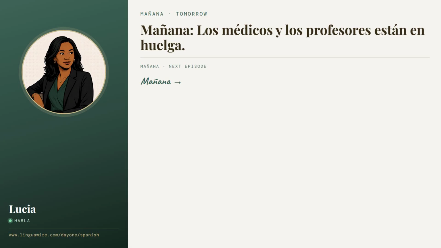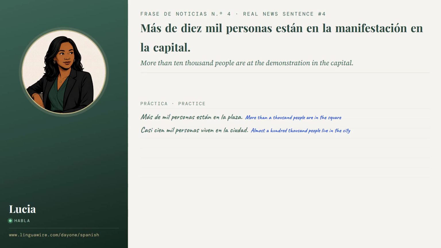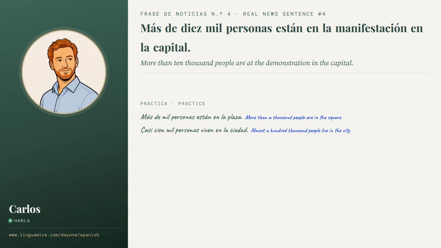Mañana: Los médicos y los profesores están en huelga. The doctors and the teachers are on strike. Tomorrow we finish week 1 with the plural machine, the most reliable piece of grammar Spanish owns.